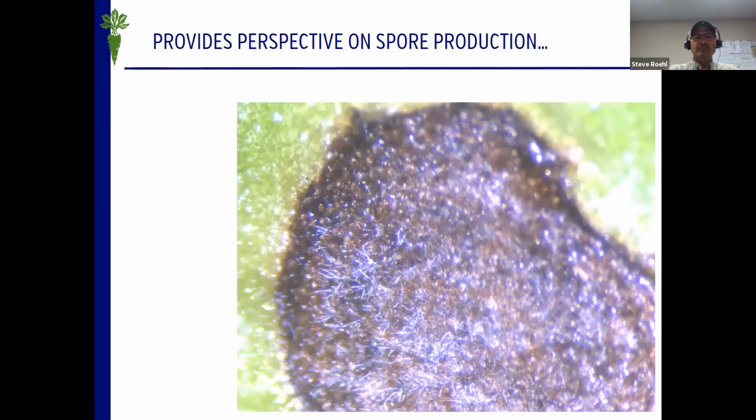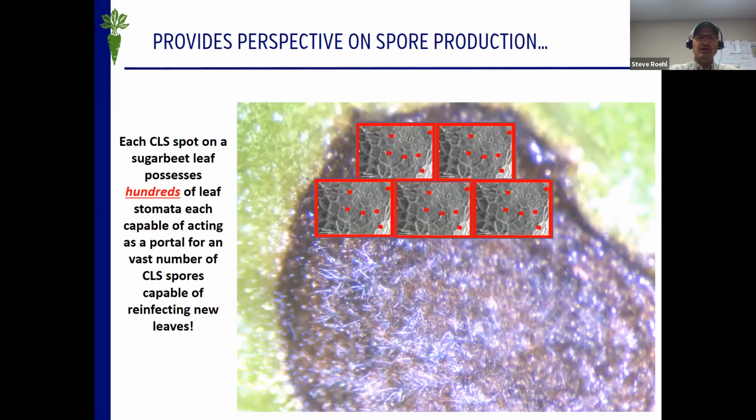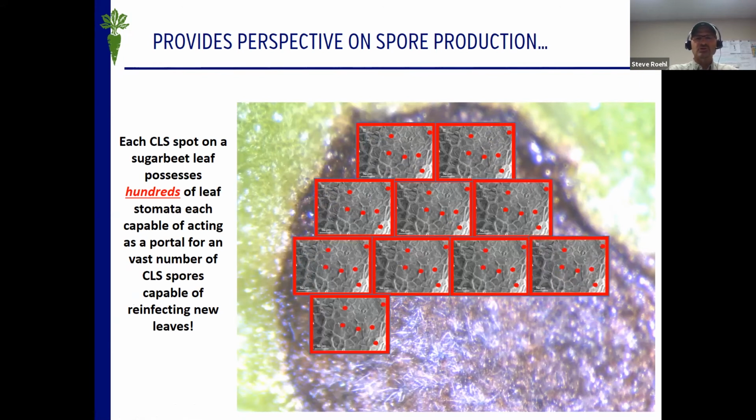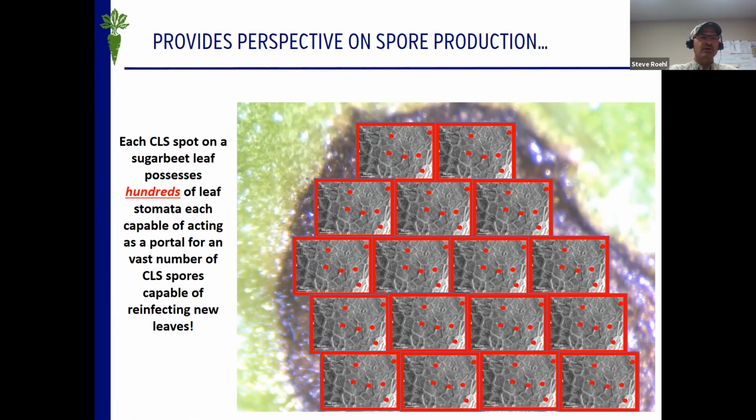And then if we take a look at a particular spot, knowing that each one of these spots has numerous stomata on them, if I was to put those pieces of salt on this spot, it would look something like this. So basically, each Cercospora leaf spot on a sugar beet leaf possesses hundreds of leaf stomata, each capable of acting as a portal for a vast number of CLS spores, and then also the re-exit portion for the disease conidia. So each one of the dots on this is a stomata capable of producing multiple reinfection spores.